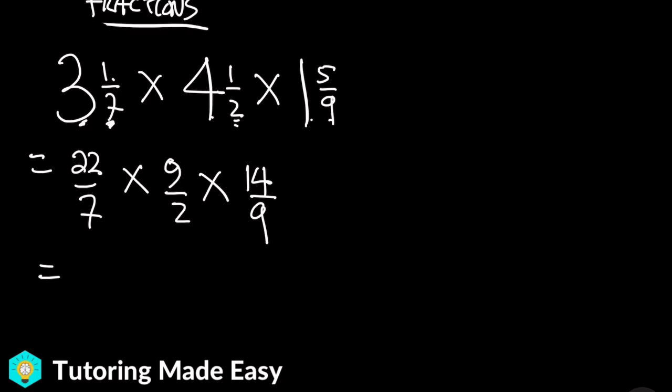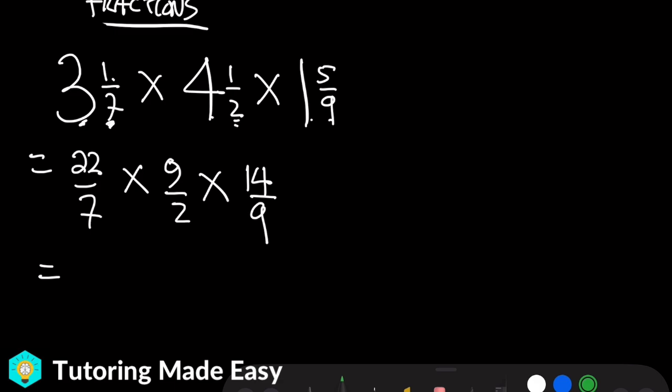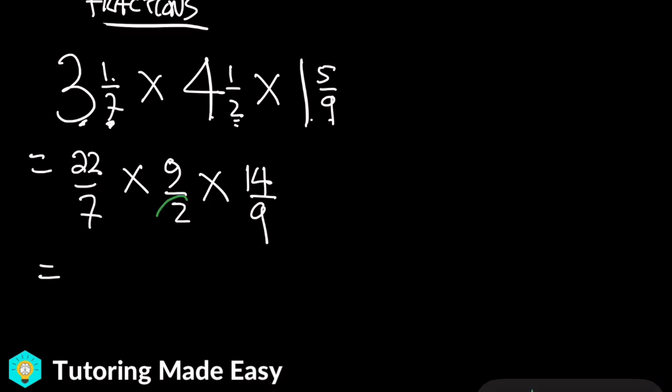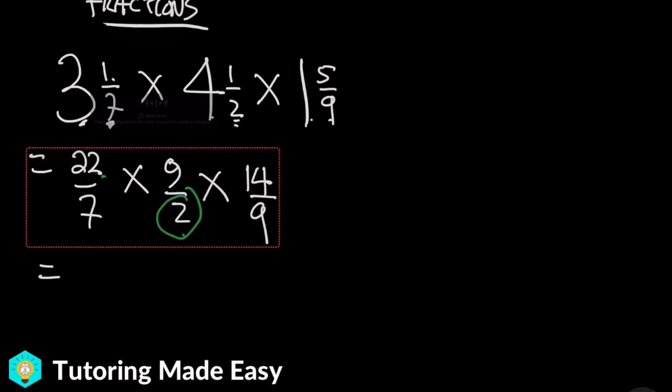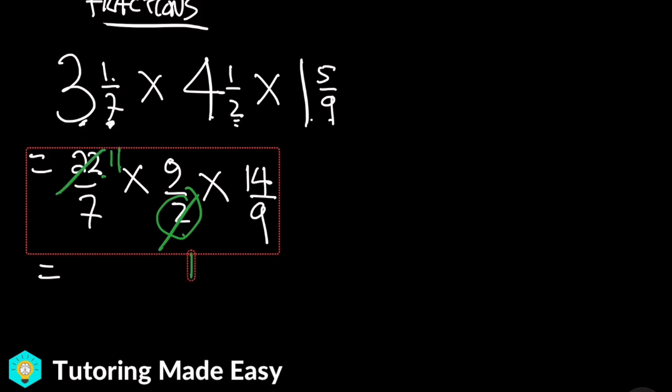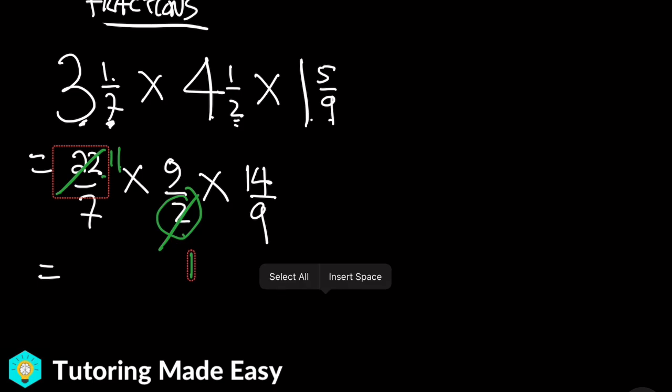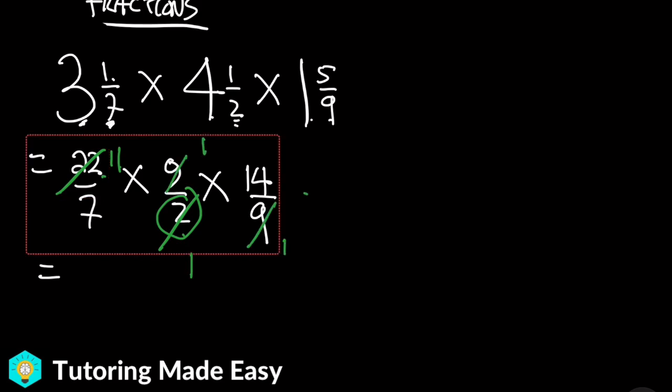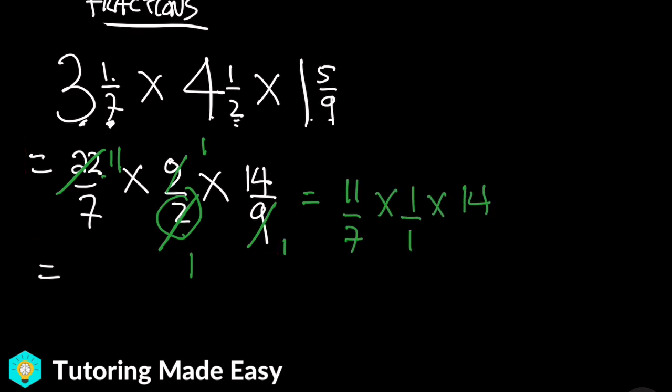Now, here we're just going to look for common factors. We can look at this 2 here. Either we deal with this 2 with the 22, or we deal with this 2 with the 14. It's up to us. I'm going to do the 22. We go here 1, and what we multiply that by to get 22 is 11. Also, I'll pick 9. 9 goes here 1, like that. So I end up getting 11 over 7 times 1 over 1 times 14 over 1.